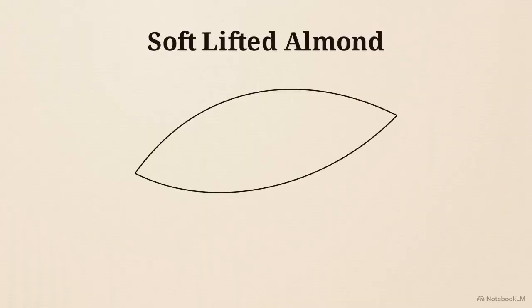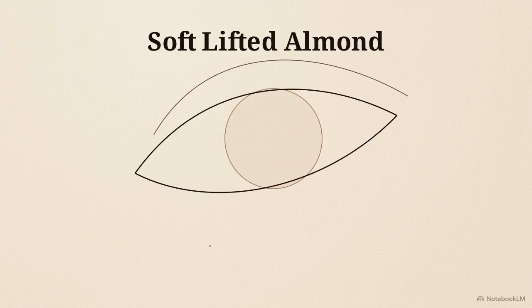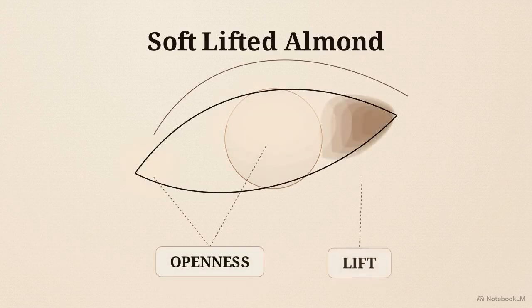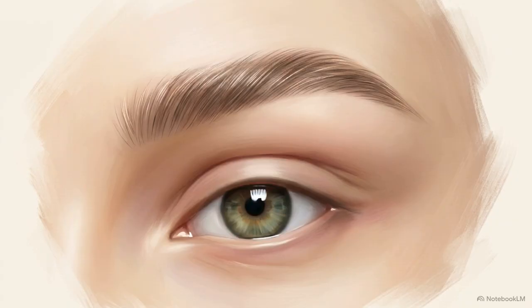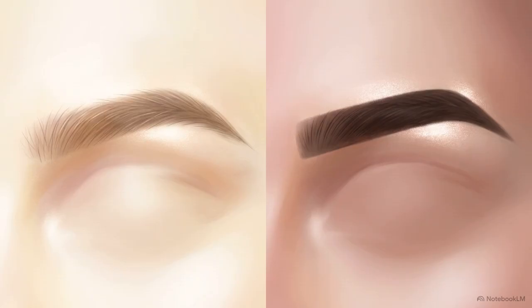To execute the soft lifted almond strategy, we keep the inner and center lid perfectly clear. We build depth and definition exclusively toward the outer third. The first structural element is the brow. It acts as the anchor for facial expression and organizes the overall contrast of the upper face. This side-by-side comparison shows the non-negotiable rule for the brow. It requires an airy front, a supported middle, and a cleanly lifted tail.